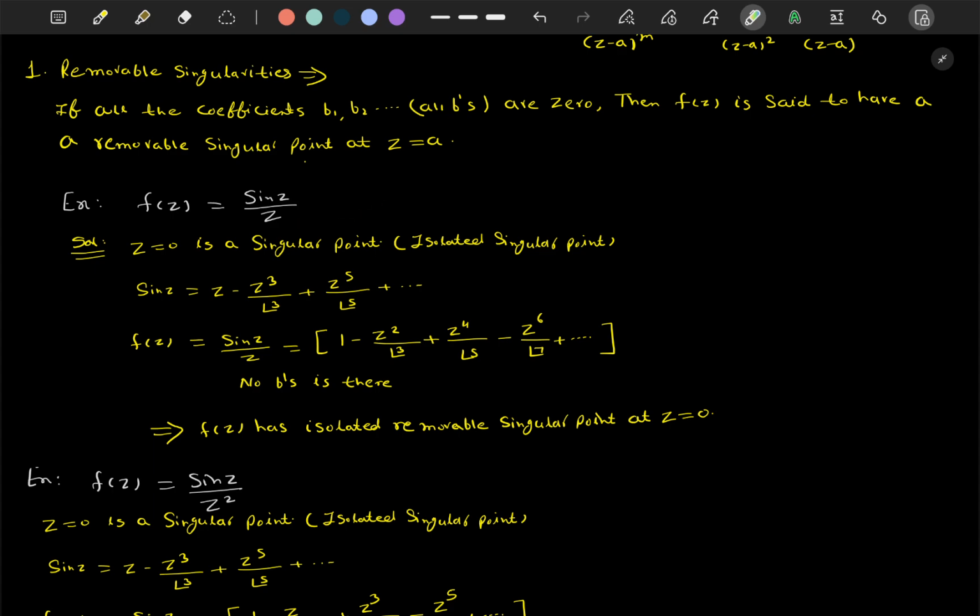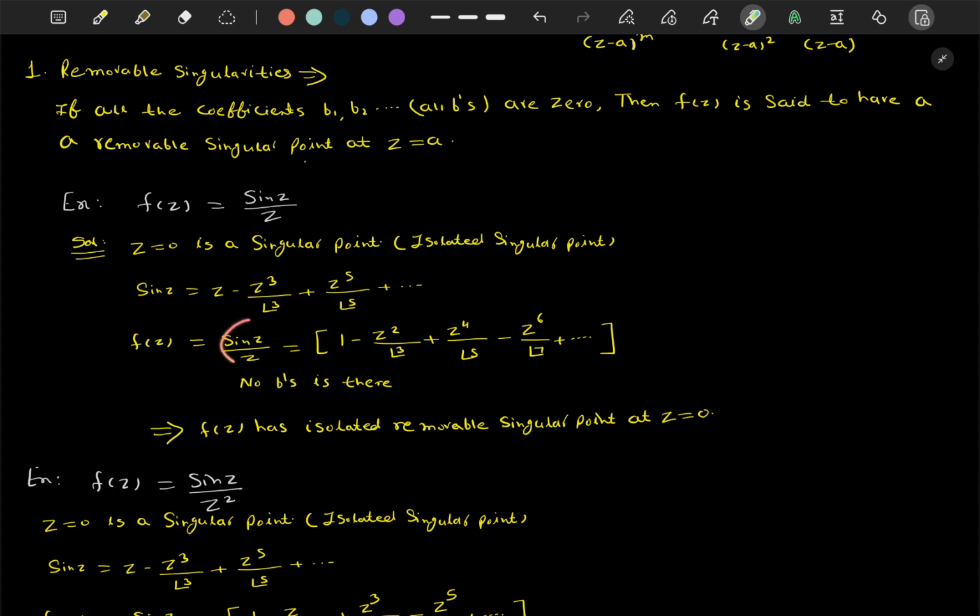How is it happening? z equal to 0 is a singular point, we can clearly see, because the function is not analytic at z equal to 0. So it's an isolated singular point. Now expand sin z, and there it is: z minus z cube upon factorial 3 plus z^5 upon factorial 5 minus z^7 upon factorial 7, and so on.